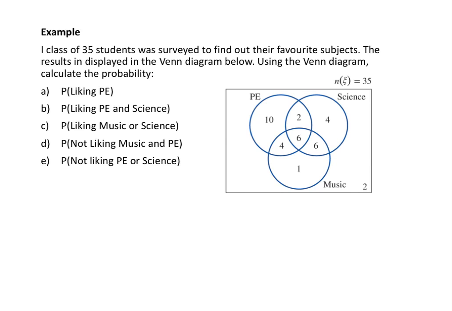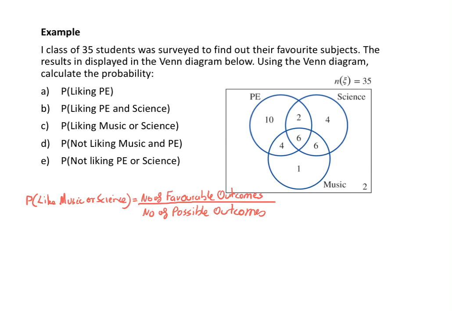So next we'll have a look at the probability of a student liking music or science. So to do that, I use the formula number of favourable outcomes over the number of possible outcomes, and I can use my Venn diagram to help me determine the number of favourable outcomes. So to work out the number of students who like music or science, I need to have a look at the 2 sets for music and science. So my music set and my science set.